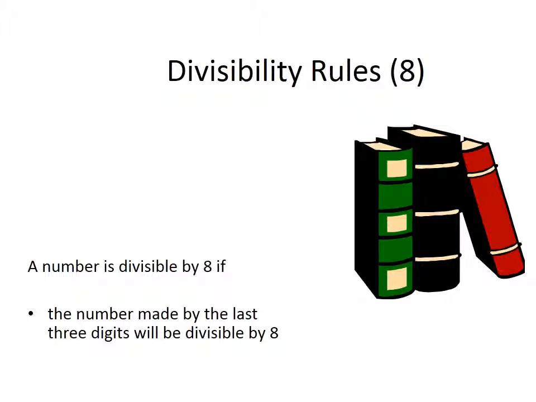Divisible by 8. The number made by the last 3 digits will be divisible by 8. So take those last 3 digits, divide by 2 again, and by 2 again, and you'll see if that large number is divisible by 8.